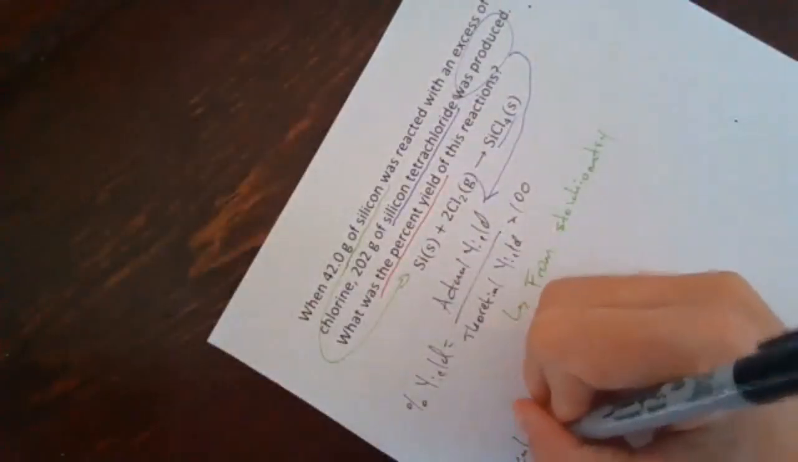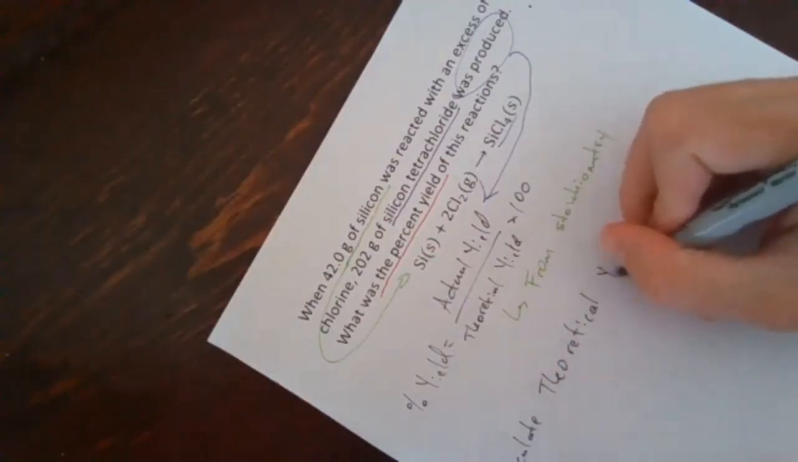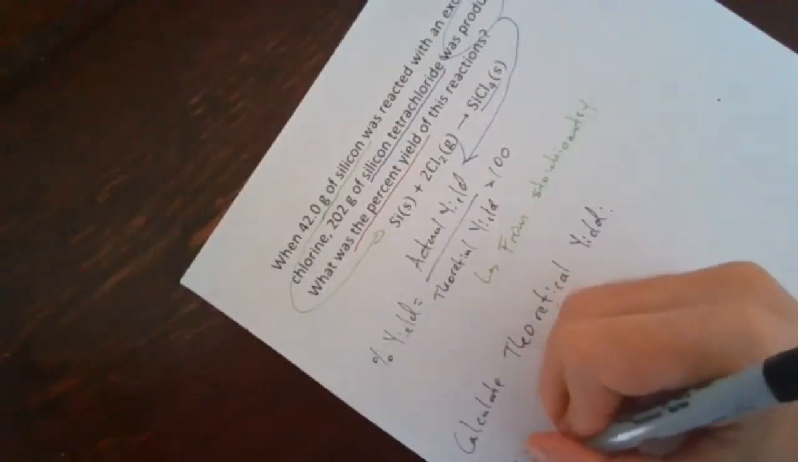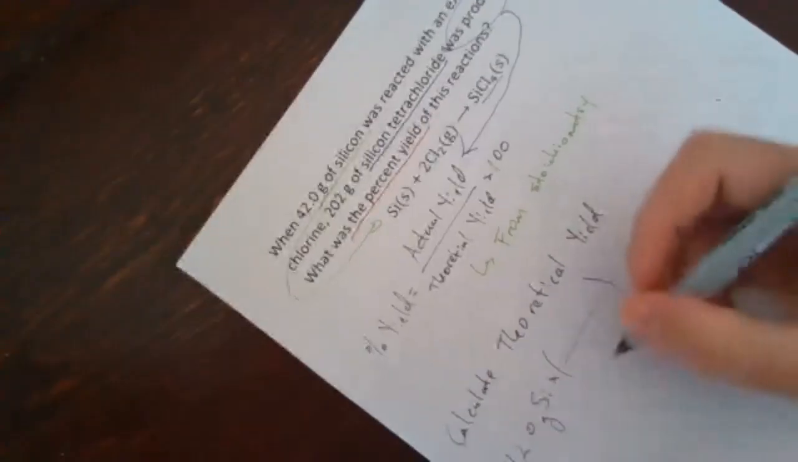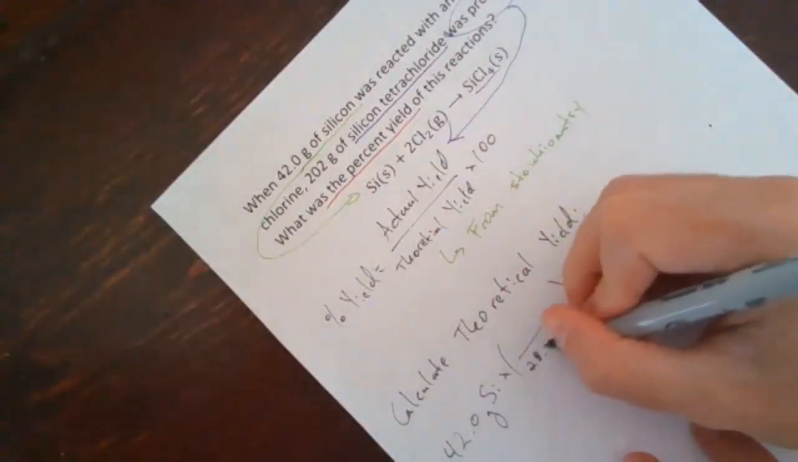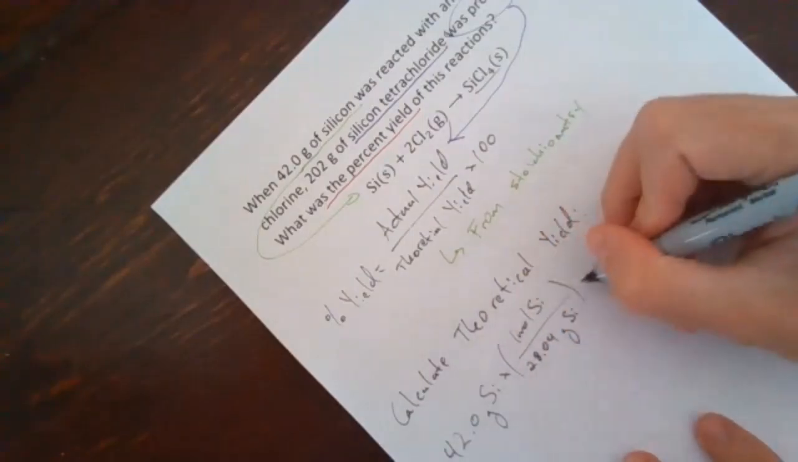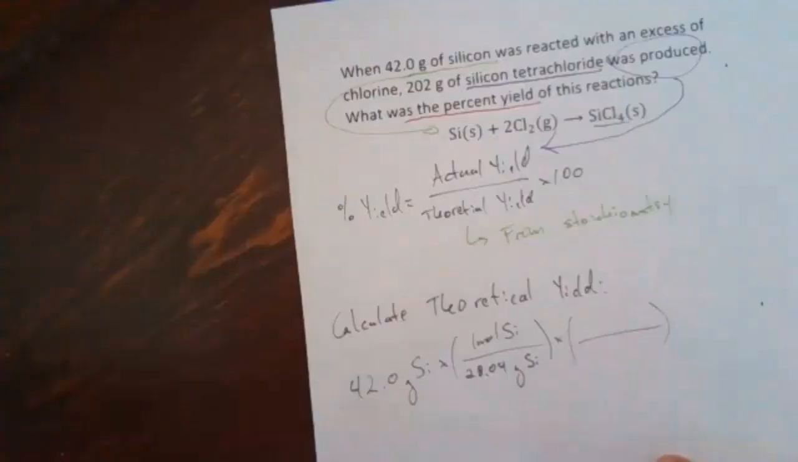So let's do that. We're going to calculate our theoretical yield. This is going to be a stoichiometry problem. 42.0 grams of silicon. In stoichiometry, the best first step is always to use the molar mass to go to moles. I'm now in moles of silicon. I just looked up that molar mass on the periodic table.